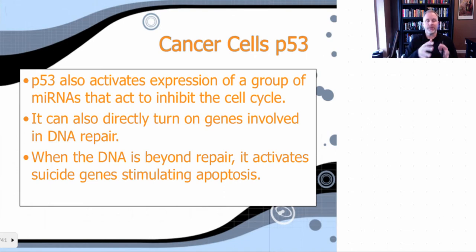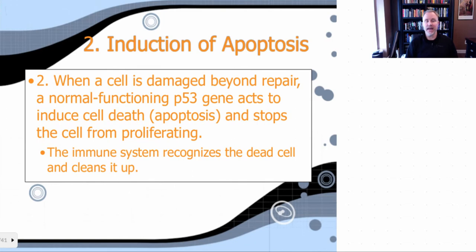And what they're doing is they're directly turning on genes that are involved in DNA repair just by regulating the expression of these genes. And once this DNA has been determined to be damaged beyond repair, what these microRNAs and this P53 can do is they can stimulate apoptosis so that we can get rid of that cell and allow the immune system to scavenge it up.